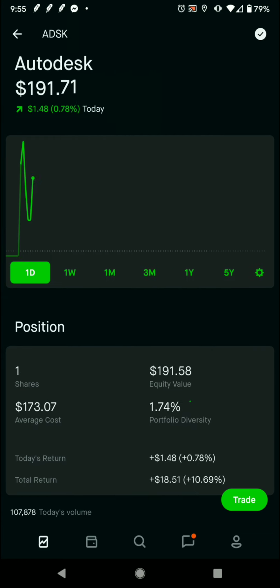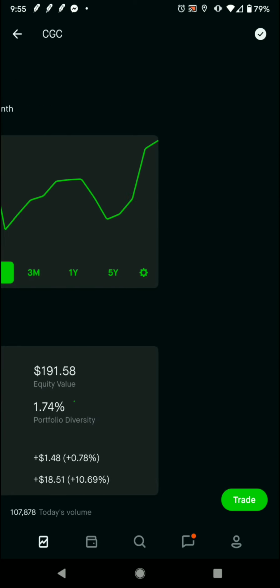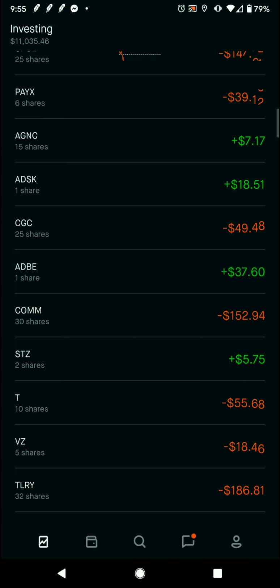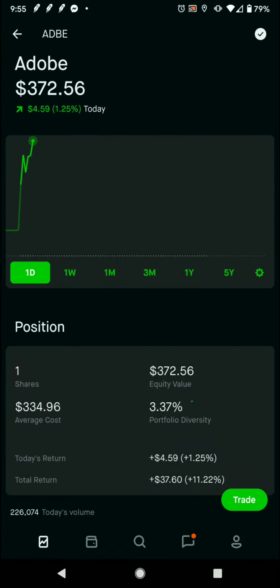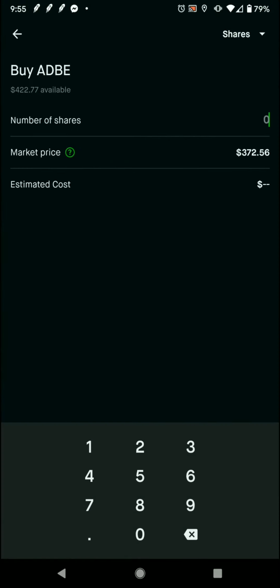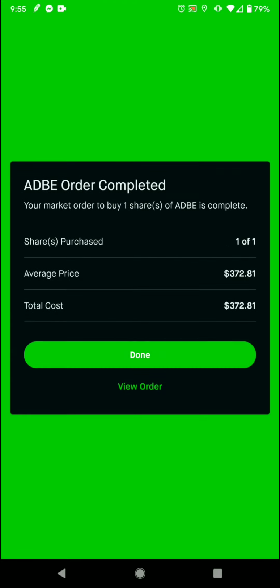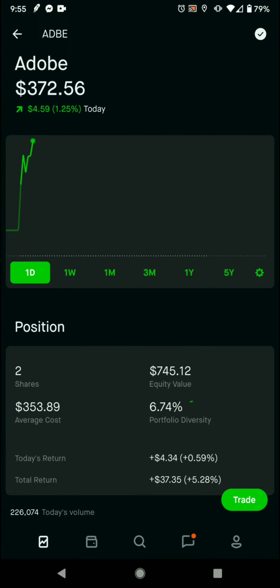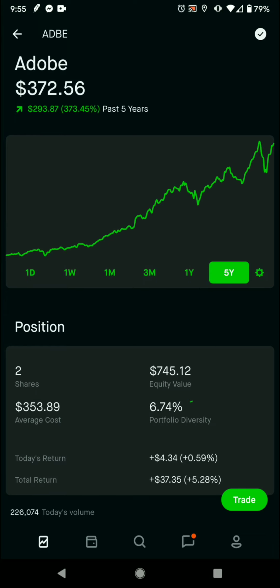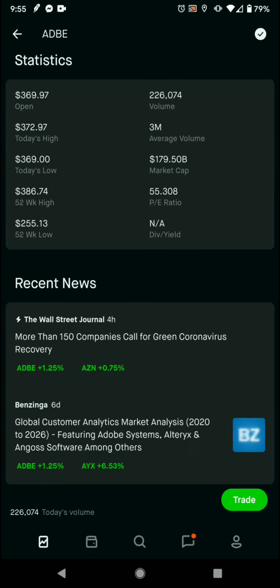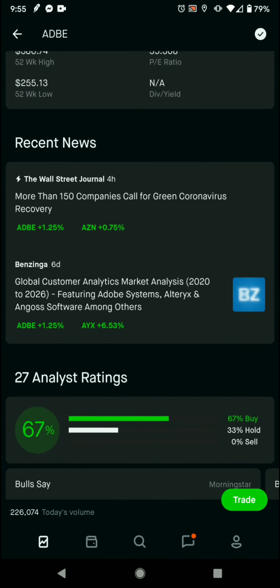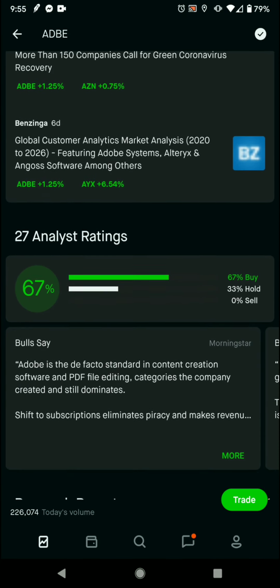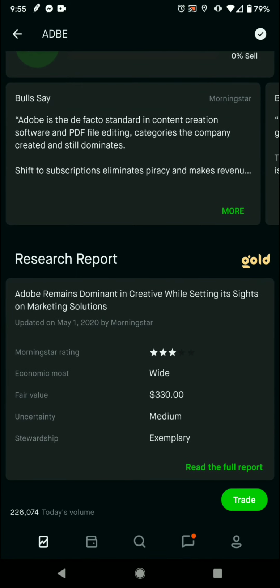Back to Adobe. Where'd you go? There we go. Buy one more share, and I'm going to keep these two lonely shares of Adobe for a while. And if Adobe goes down, I will use that term, dollar cost average. I'll buy more and hope it goes up again later.